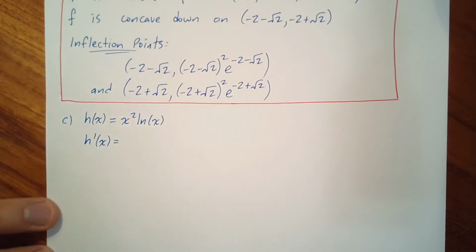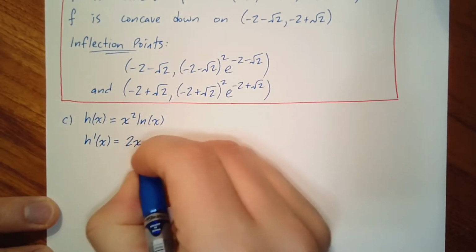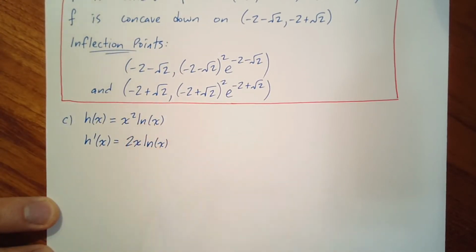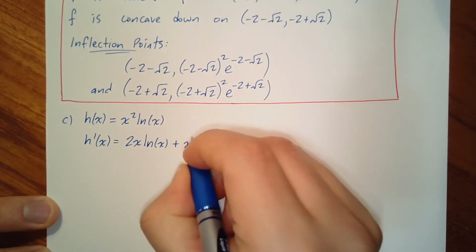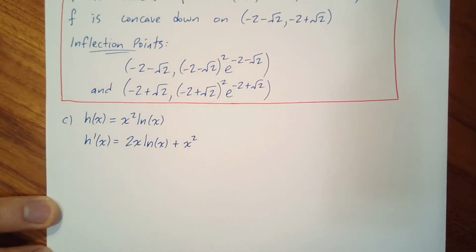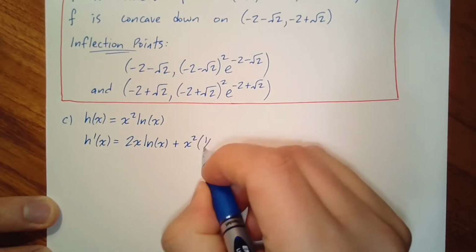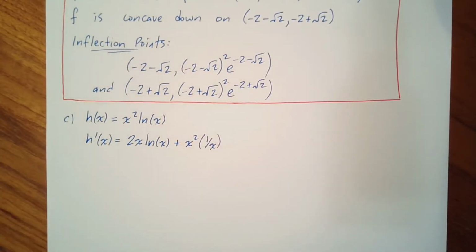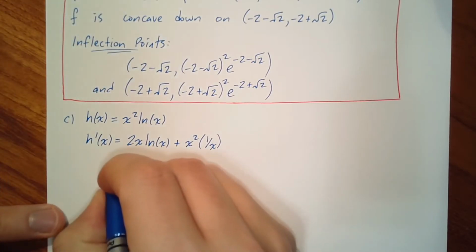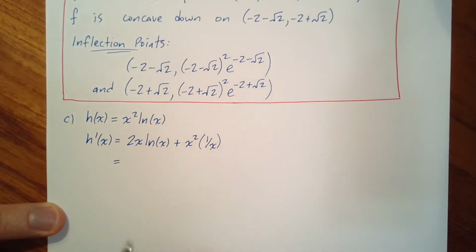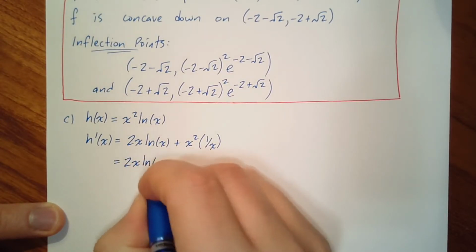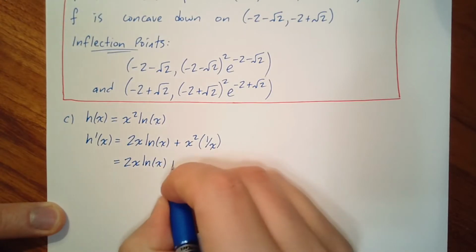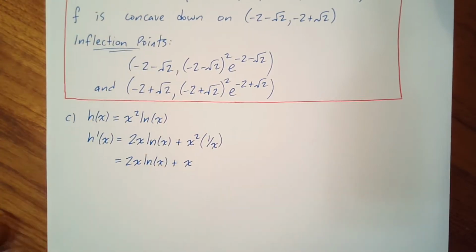So derivative of x squared is 2x, and we multiply it by the natural log of x. Then for the other term, we're going to take x squared and multiply it by the derivative of the natural log of x, which is 1 over x. Okay, so what does h prime of x work out to be if you clean it up? Well, x squared times 1 over x is just x, so why don't we write this as 2x times the natural log of x plus x.